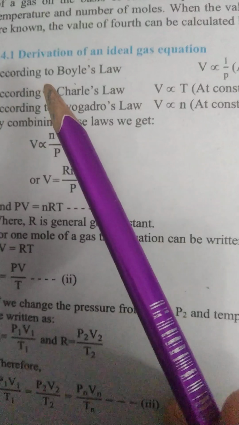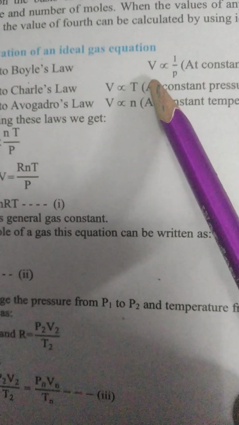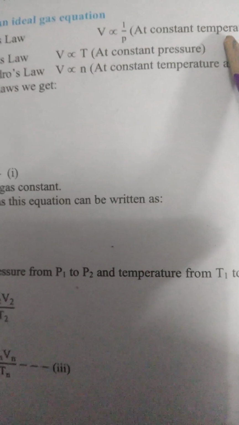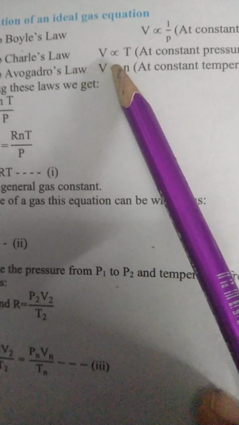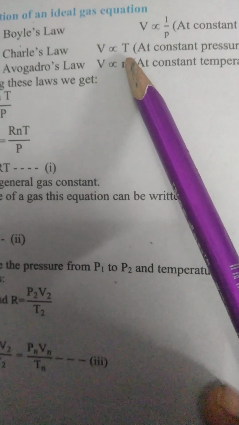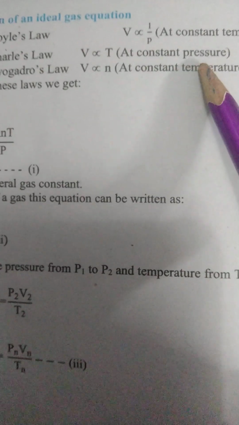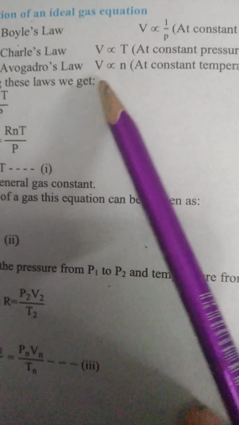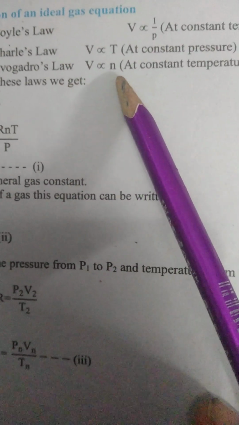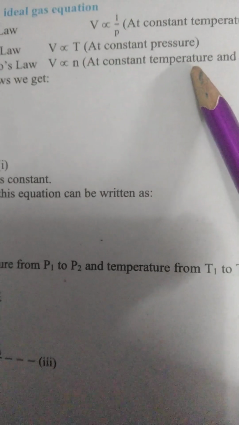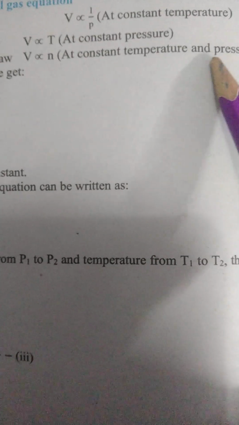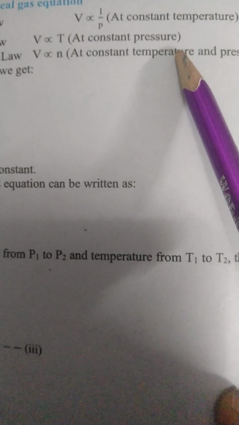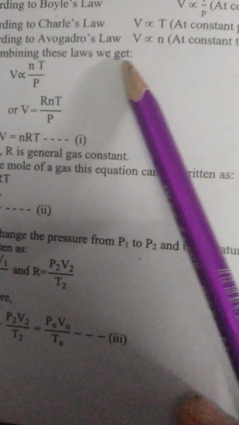Here is the derivation. Boyle's law says volume is inversely proportional to pressure, but at constant temperature. Charles's law says volume is directly proportional to temperature, but at constant pressure. Avogadro's law says that volume is directly proportional to the moles, but at constant temperature and pressure. When we combine all these three laws, they make one combined law with their relationships.